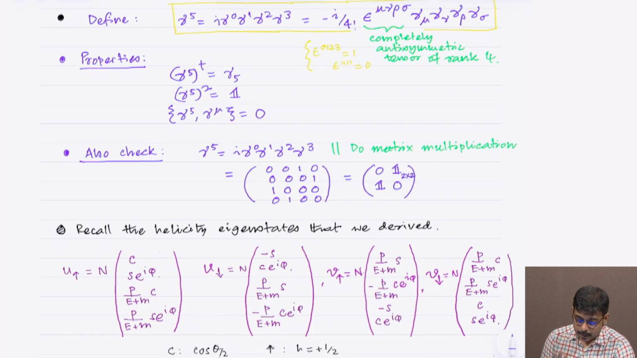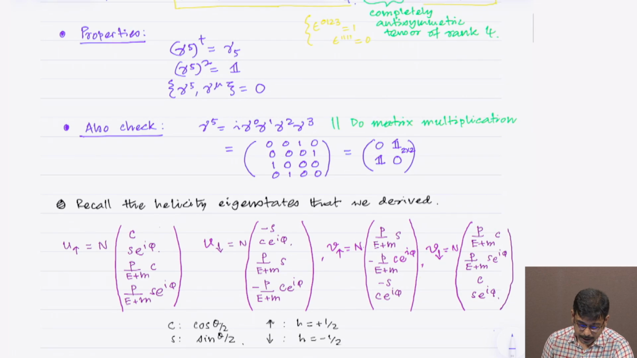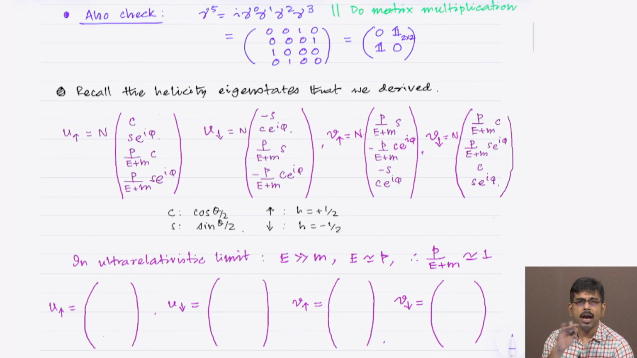All right. So these are some of the properties of gamma 5 once we have defined it in this way. Now why exactly is this interesting, and where exactly is this going to be required, that is the question we are going to ask. First, let us once again remind ourselves of the helicity eigenstates that we found out.